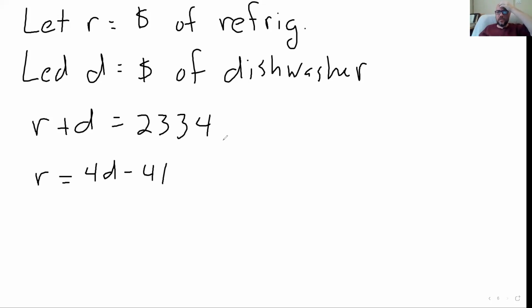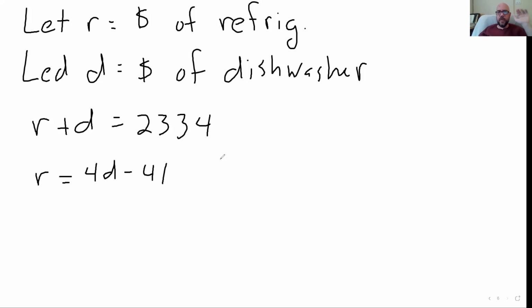And we'll learn how to solve these kinds of problems that have 2 equations in them, right? This is not trivial at all to solve. It's not super hard once you learn how. You may even know how. You can just substitute the one into the other. R is 4D minus 41, so you take 4D minus 41 and put it in for R and solve. But we don't have to do that right now.